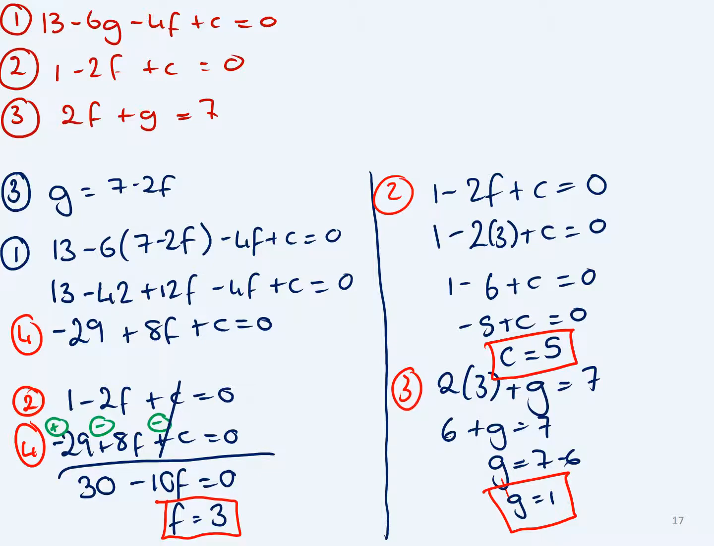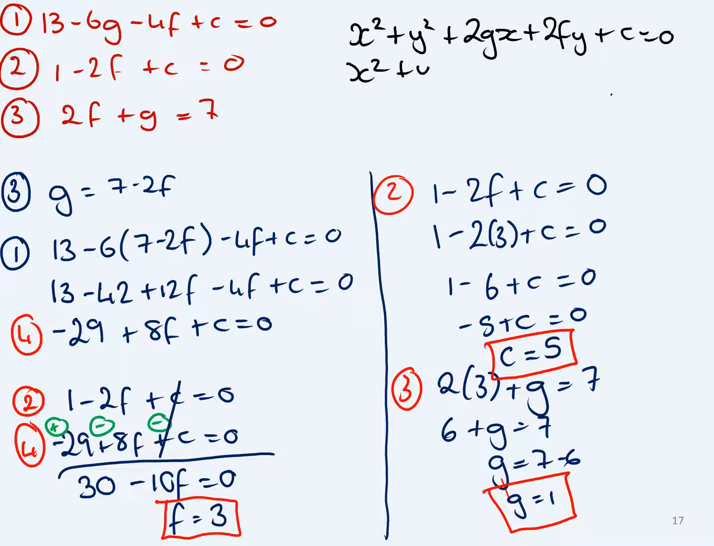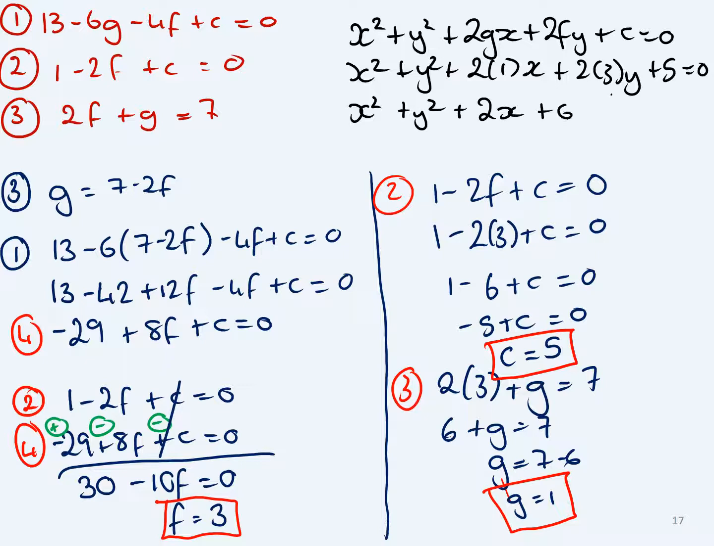So if we go back to the equation of the circle formula, it's x squared plus y squared plus 2gx plus 2fy plus c equals 0, and we sub in x squared plus y squared plus 2 times 1x plus 2 times 3y plus 5 equals 0. So we get x squared plus y squared plus 2x plus 6y plus 5 equals 0. And that's our equation of the circle that we've been asked for.